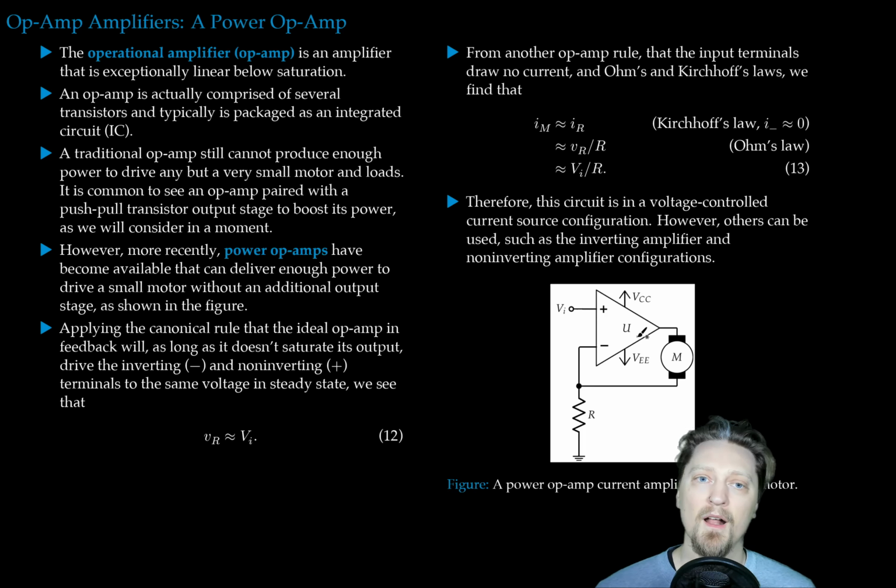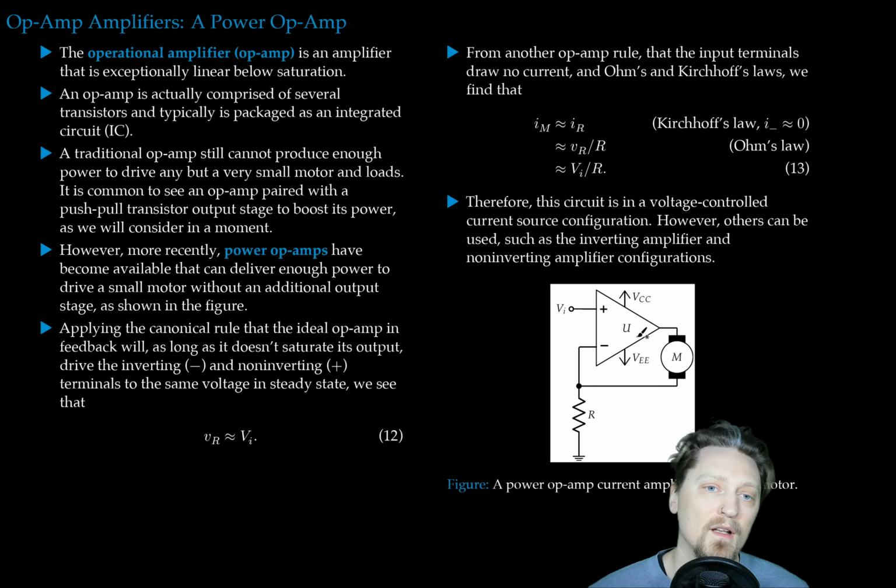Okay, the next class of linear amplifiers, op-amp amplifiers. So first we'll start off with a power op-amp. The operational amplifier, op-amp, is an amplifier that is exceptionally linear below saturation. An op-amp is actually comprised of several transistors and typically packaged as an integrated circuit, IC. A traditional op-amp still cannot produce enough power to drive any but a very small motor and loads.